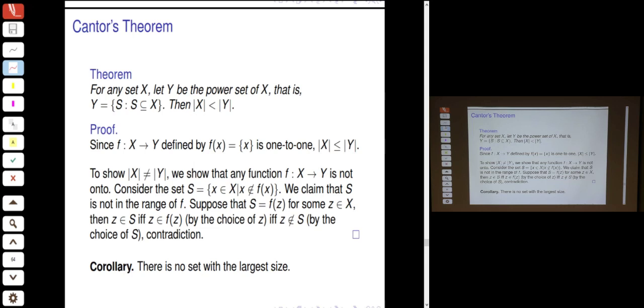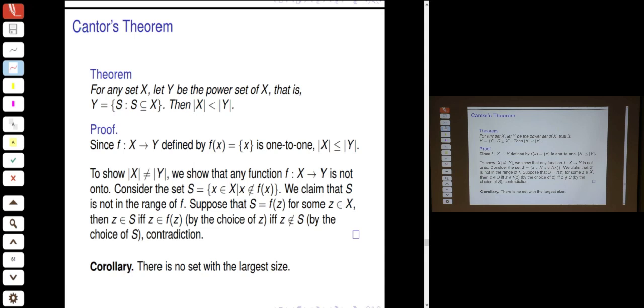Let us read this together for this moment, and then we do it in slow motion, draw pictures, and explain what's going on, and then we come back again. Okay? Let's just read it. If you don't understand it, fine. This is a complicated proof. We want to show any function f from X to Y is not onto. In other words, any attempt to match X with Y must miss something.